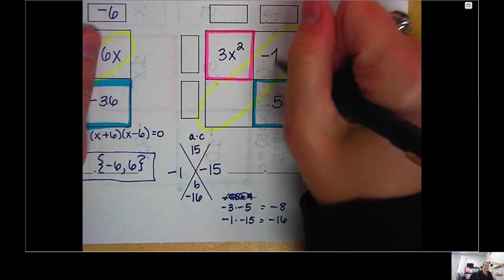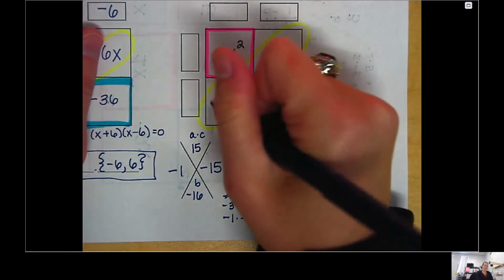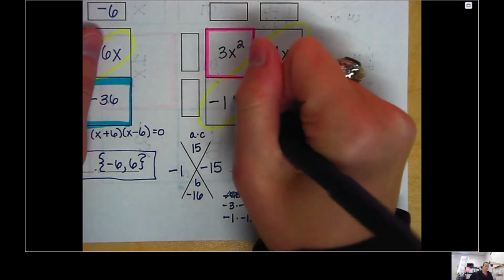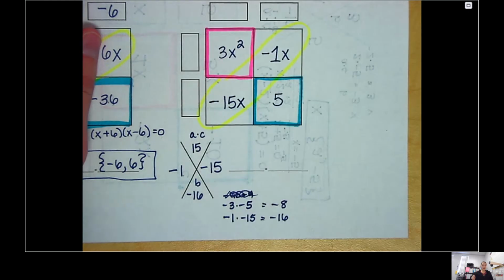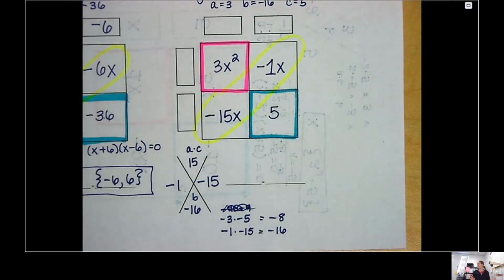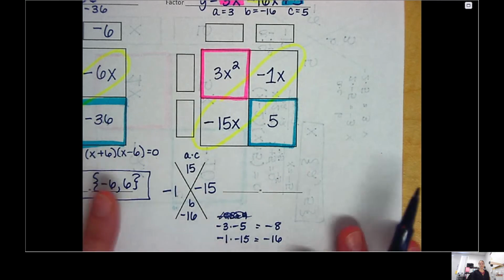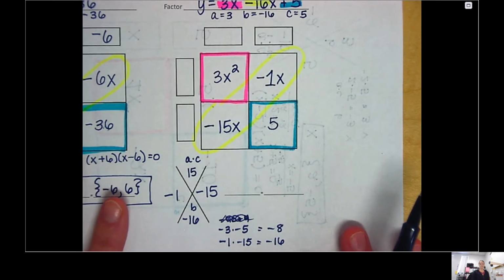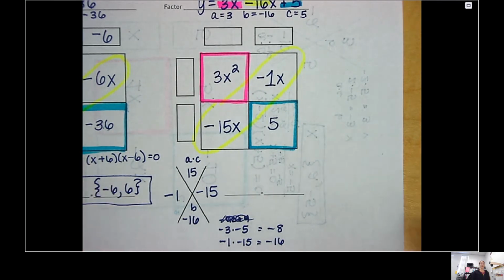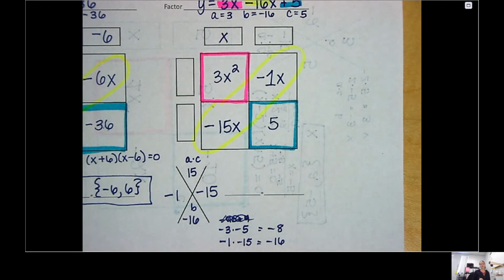Again, it does not matter where you put them. I put my -1 on the top, and I'm going to put my -15x on the bottom left. Now this is the part where we have to be careful. What times what is going to give me 3x squared? One of them is going to have to be an x. One of them is going to have to be a 3x, but I don't know which one's which.